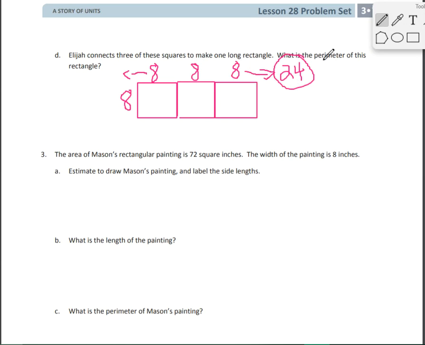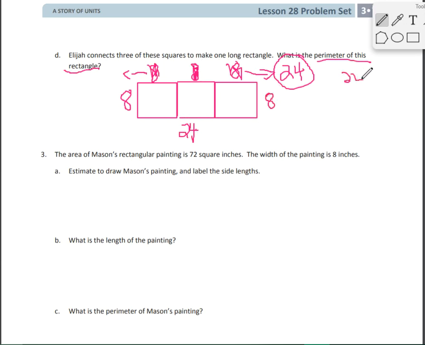Part D wants to know what the perimeter is of this new rectangle. I'm going to label my other side. I'm going to cross these guys out because we know this top part is actually 24 now. We've solved for it. And this side is 8.